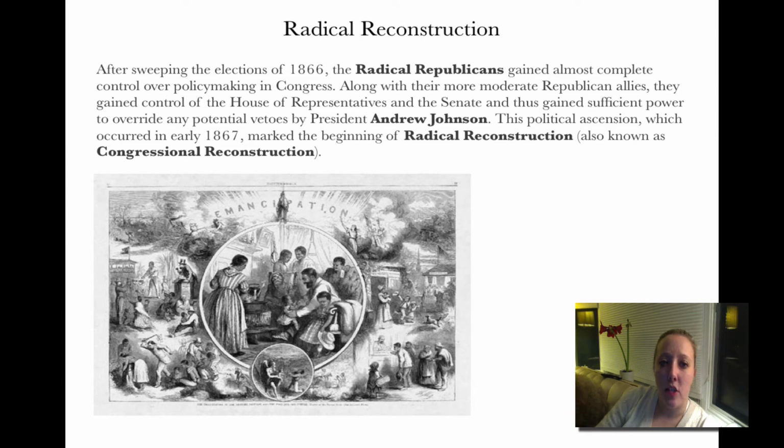After sweeping the elections of 1866, the radical Republicans gained almost complete control over policymaking in Congress. Along with their more moderate Republican allies, they gained control of the House of Representatives and the Senate, and thus gained sufficient power to override any potential vetoes, which President Johnson loved. And this political ascension, which occurred in early 1867, marked the beginning of what we are calling radical Reconstruction, also known as Congressional Reconstruction.